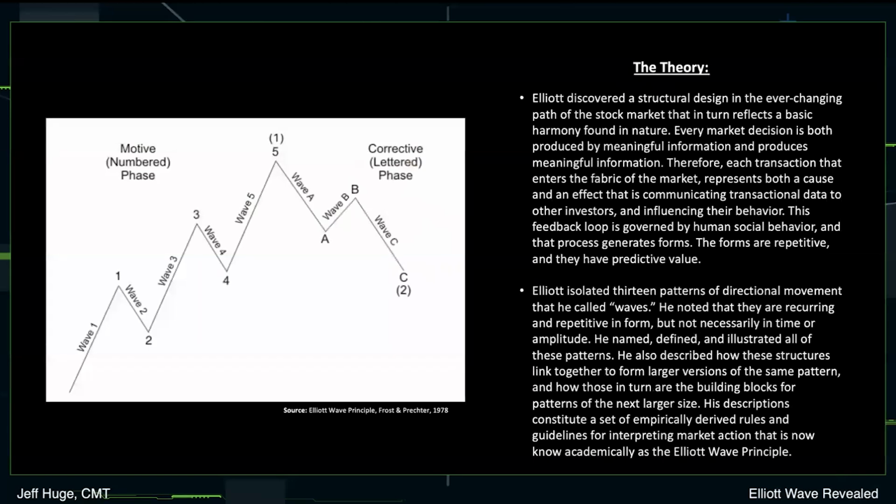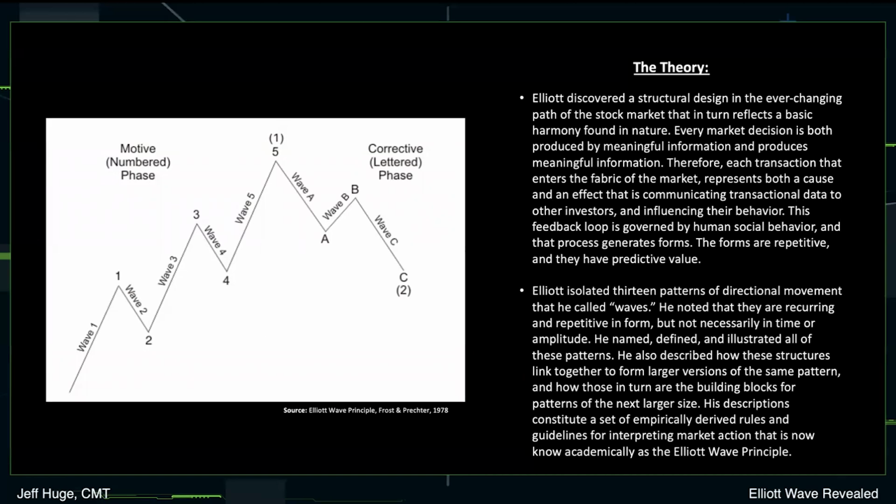So what Elliott discovered is a structural design in the ever-changing path of the stock market that in turn reflects a basic harmony that's been found in nature. And every market decision is both produced by meaningful information and also produces meaningful information.